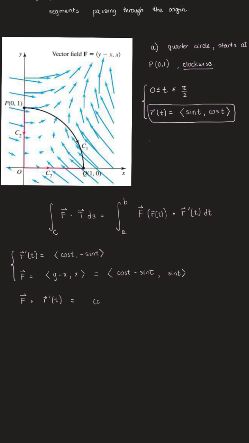So we're going to have cosine t multiply the first component of f, and then we'll add or subtract, in this case, negative sine t, which is the second component of r prime, times the second component of f. So we have cosine squared t minus cosine t sine t minus sine squared t.